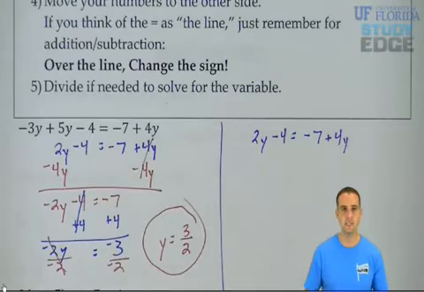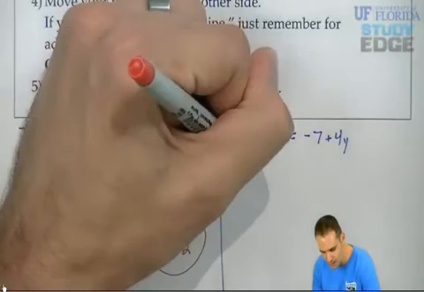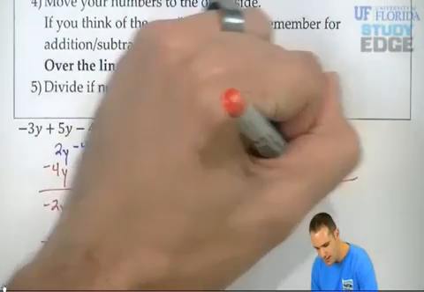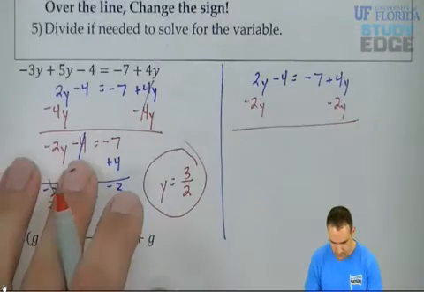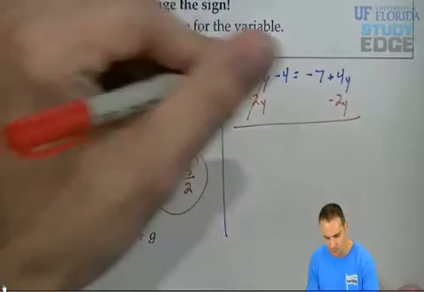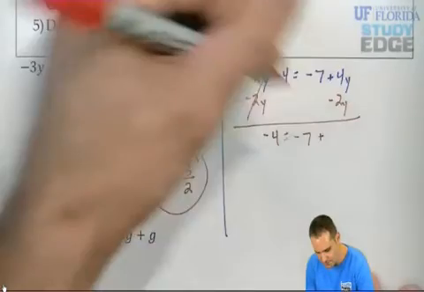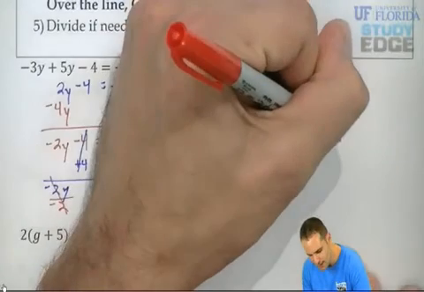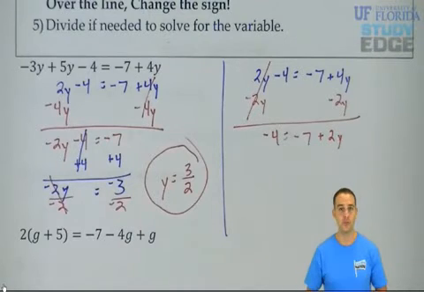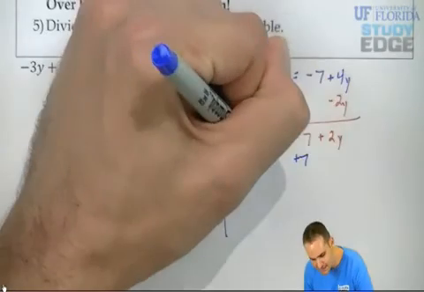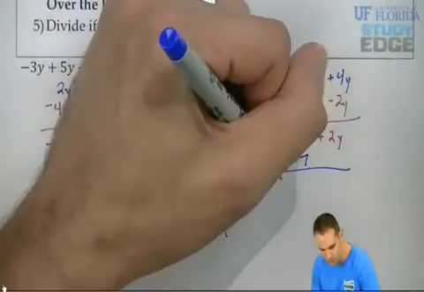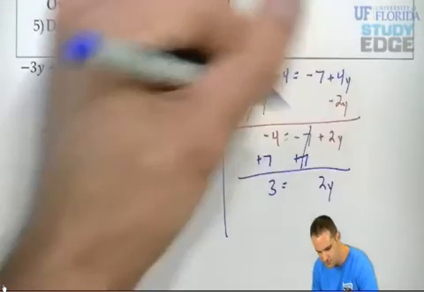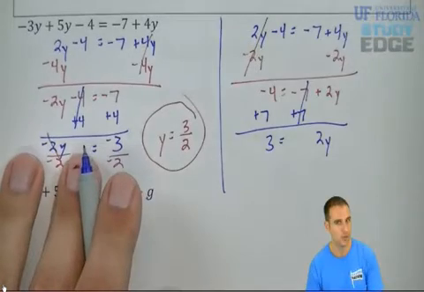So now, in this case, I'm going to subtract 2y over to the right. Again, I'm moving my variables to one side, in this case to the right. The 2y's cancel. Negative 4 equals negative 7, 4y minus 2y is 2y. Remember though, when you move your variables to one side, you have to move your numbers to the other. Meaning I would add 7 to both sides. Negative 4 plus 7 will give you 3. The 7's cancel. And lastly, what do I divide by?